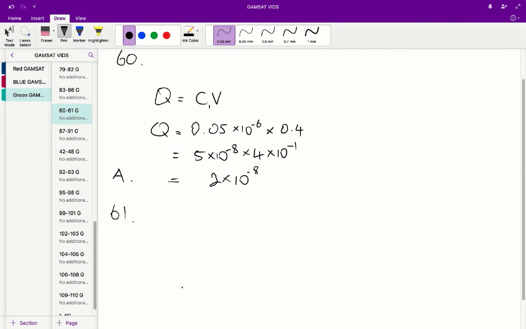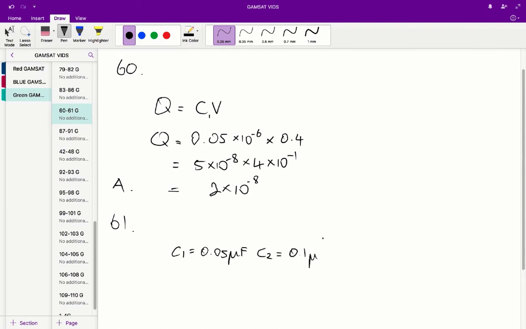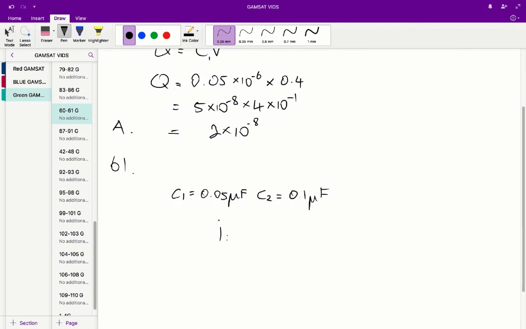Question 61: the percentage of charge that was transferred from C1 to C2 after the two parts were joined is closest to. So C1 had a capacitance of 0.05 microfarads, while C2 had a capacitance of 0.1 microfarads. You'll notice that C2 has a capacitance that is 2 times greater than C1. So there is a 1 to 2 ratio of C1 to C2 in their capacitance. So basically, C2 has double the ability to store charge than C1.